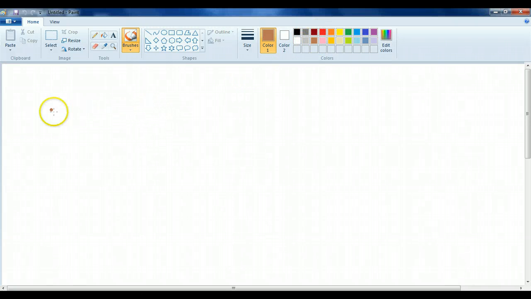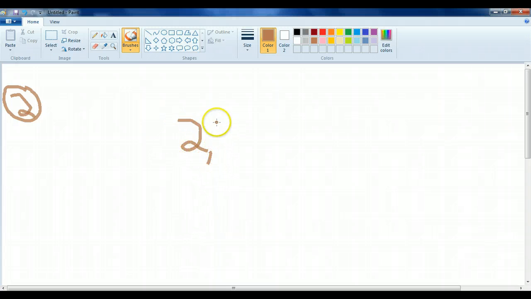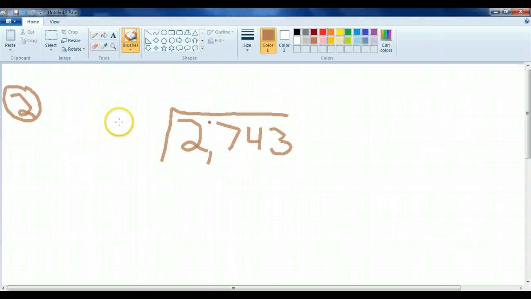All right, so this problem, number 2. Number 2 is going to be 2,743 divided by 26. All right, this is a good time to pause the recording. You should write this problem down, pause the recording, and do it yourself. Then play the recording again and watch me do the problem to see if you got it right. Okay, so pause the recording now.